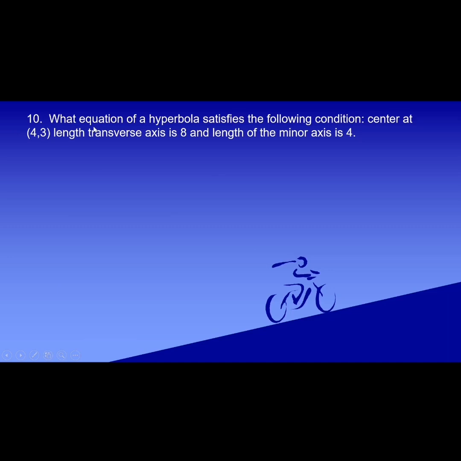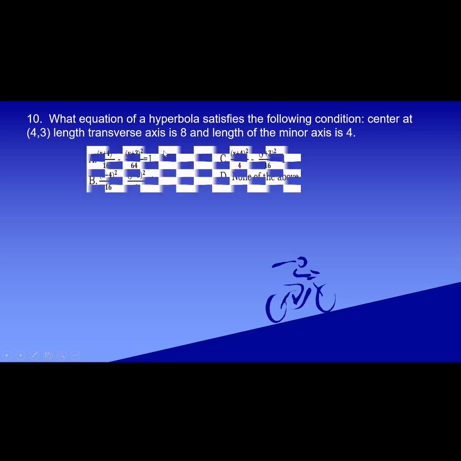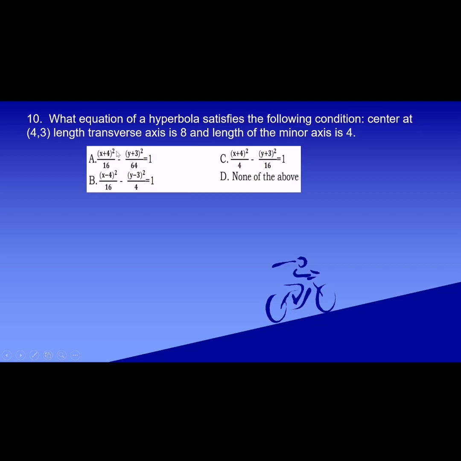For number 10, what equation of a hyperbola satisfies the following conditions? Center at the quantity 4, 3, length of the transverse axis is 8, and length of the minor axis is 4. So we have here the choices. These are our choices, A, B, C, and D.